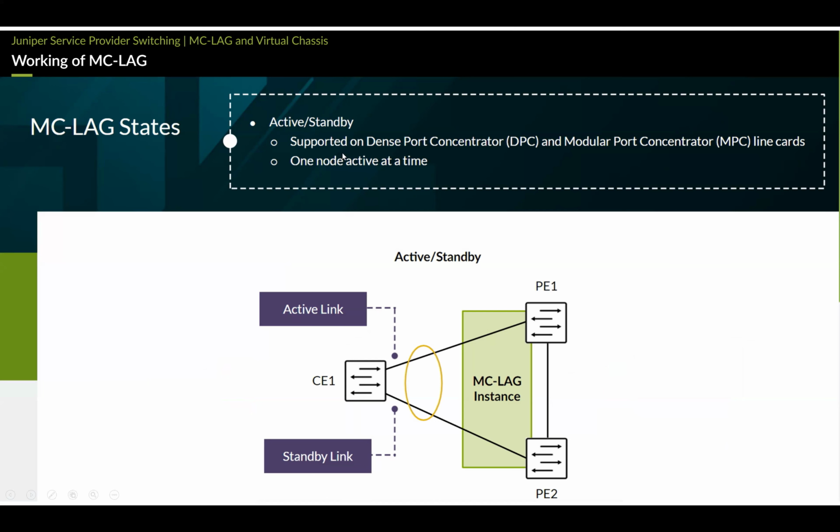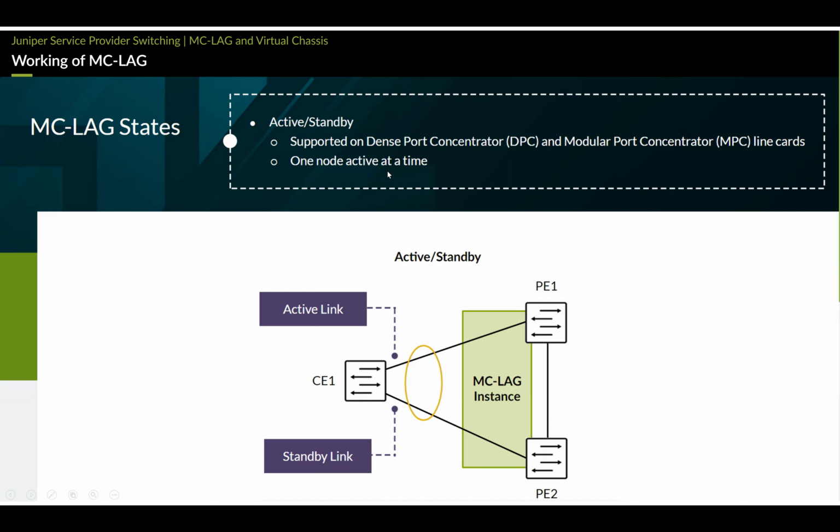So is MCLAG active standby supported? When you deploy active standby mode, active link, standby link, not all Juniper devices support this. If your line card is a dense port concentrator (DPC) or a modular port concentrator (MPC), it will support MCLAG active standby mode. Otherwise, not. So first you have to check that your device has a DPC or MPC line card. If yes, then you can deploy.